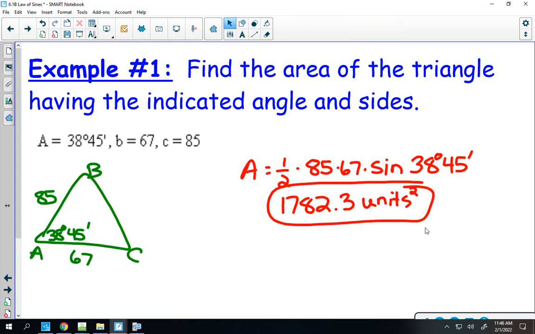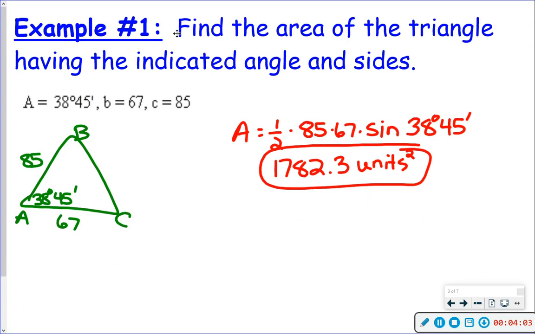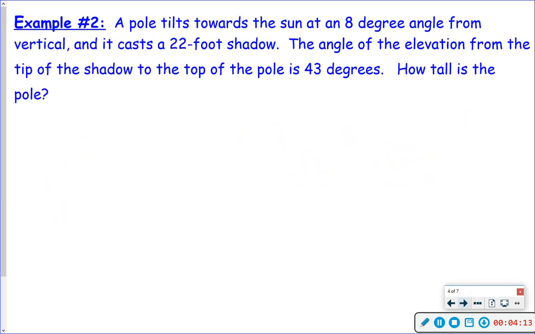That is as wild as the area problems are. And like I said, you will get the formulas for it, so don't feel like you have to have it memorized, although I think that's a pretty easy one to use. Last thing we're going to do, a few word problems.